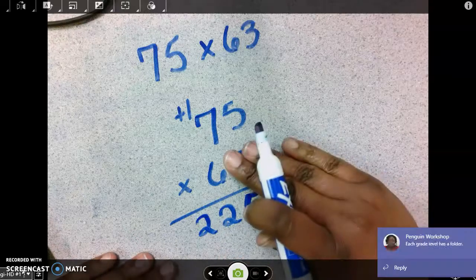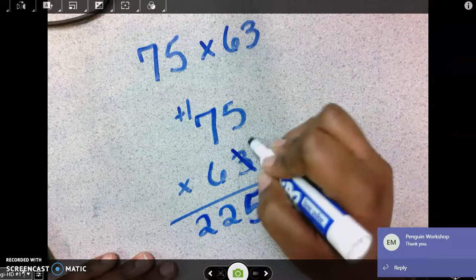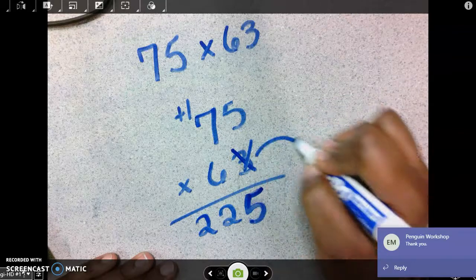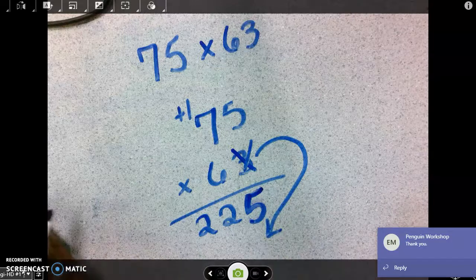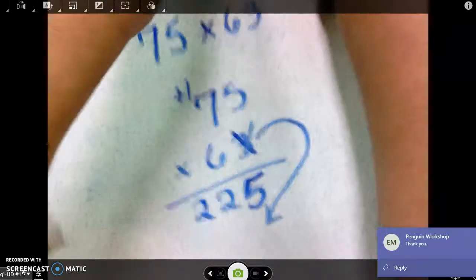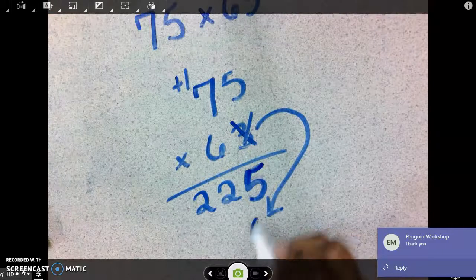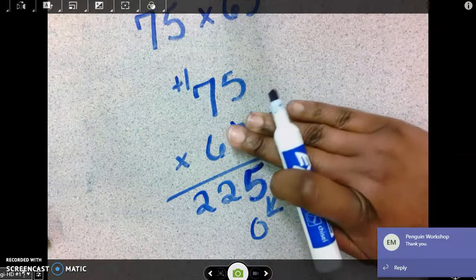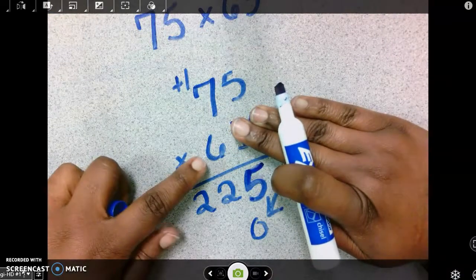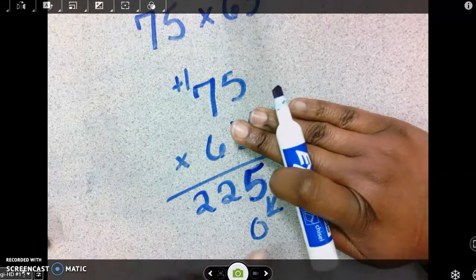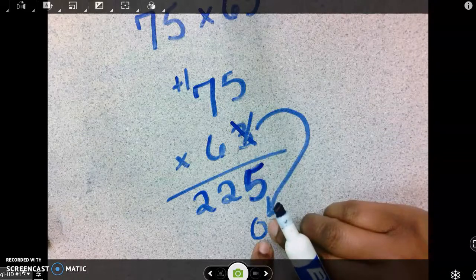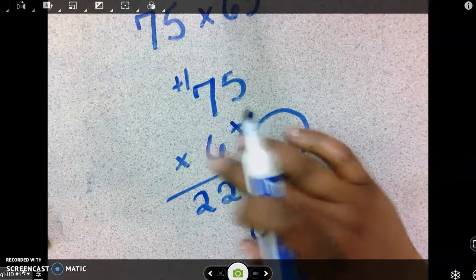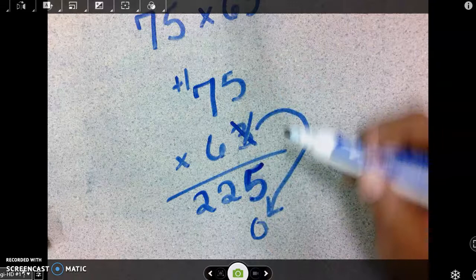I'm done with this 3, so I'm going to cross it out, and I'm going to bring down my placeholder, which is going to be a 0. I'm bringing down this 0 because now I'm not starting in the ones place, I'm actually starting in the tens place. That's why I have this placeholder in the ones place to hold that, because I'm going to start my answer in the tens place. So now I'll start here.